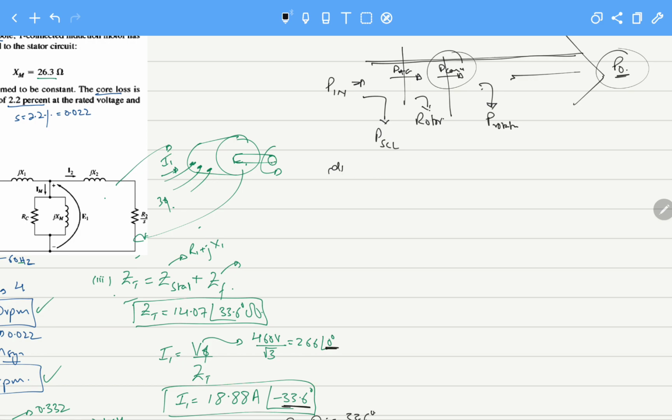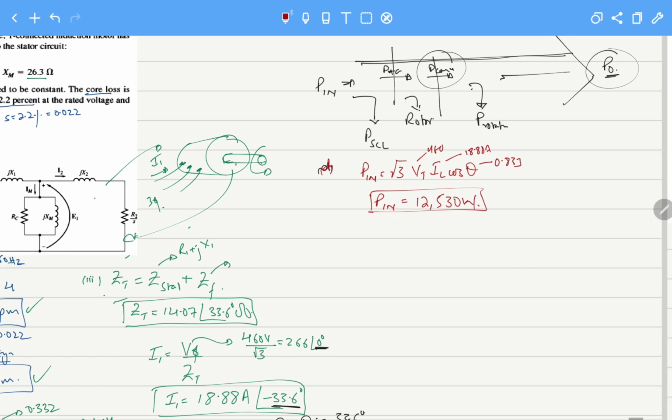The first step would be to calculate the input power, P input, that is root 3 Vt I_L cos theta, and we know this is 460 V, I line that we have calculated, that is the stator current, and cos theta is 0.833. So the input power to the motor will become P input equals 12,530 watts.